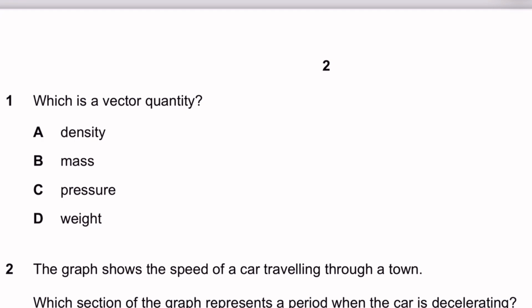So density only has magnitude, not direction, so density is a scalar quantity, and mass is also a scalar quantity, and pressure is also a scalar quantity, and weight is a vector quantity. So mostly all the forces are vector quantities, and since weight is a force, weight is also a vector quantity. So your answer will be D.